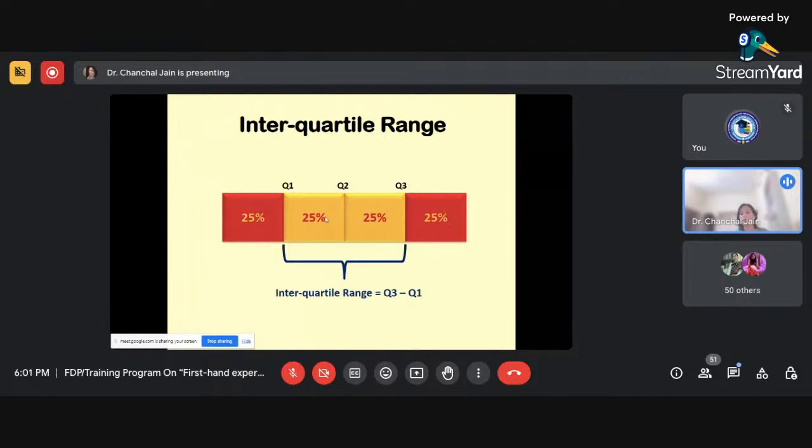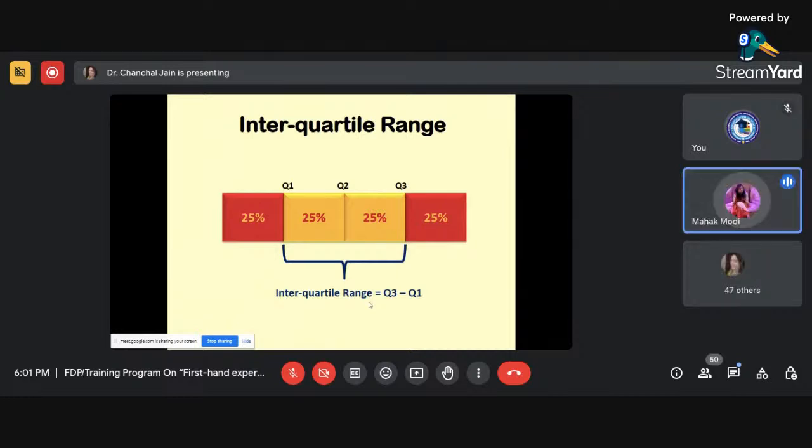Got it? So that way, the interquartile range's formula is Q3 minus Q1. Q3 means 75% of your data, from here to here. This would be your Q3, and Q1 is this to this. So from 75%, I am removing this lower 25%. That means the middle 50% would be your interquartile range. I hope, am I clear?